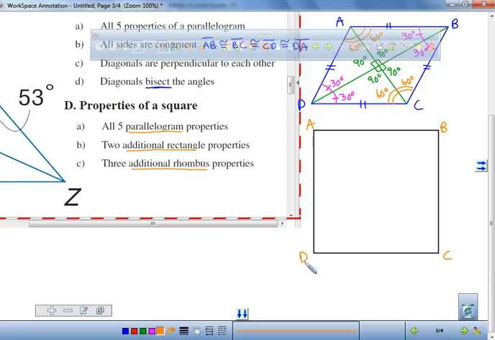Then you go to another club. You're like, you know what? I want to go to the parallelogram club. Well, guess what? You can, because you're a rectangle. Not only are you a rectangle, you are also a square, because a square is a parallelogram. A square is a rectangle. A square is a rhombus. You get to go to whatever quadrilateral club you want.